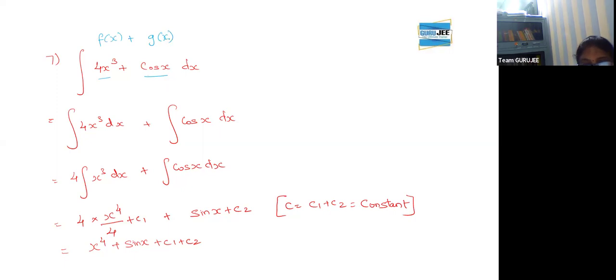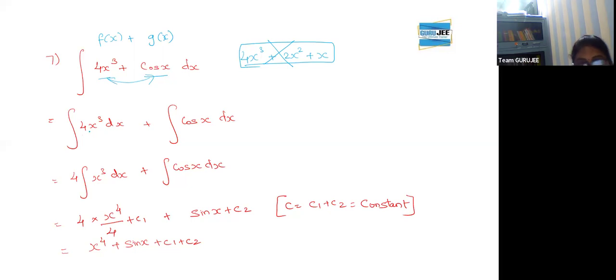Both are not related to each other. If it were 4x cube plus 2x square plus x, it would be considered a polynomial. Here both are not related, so we can split it: integrate 4x cube dx plus integrate cos x dx. You can integrate separately and at last you can add them.